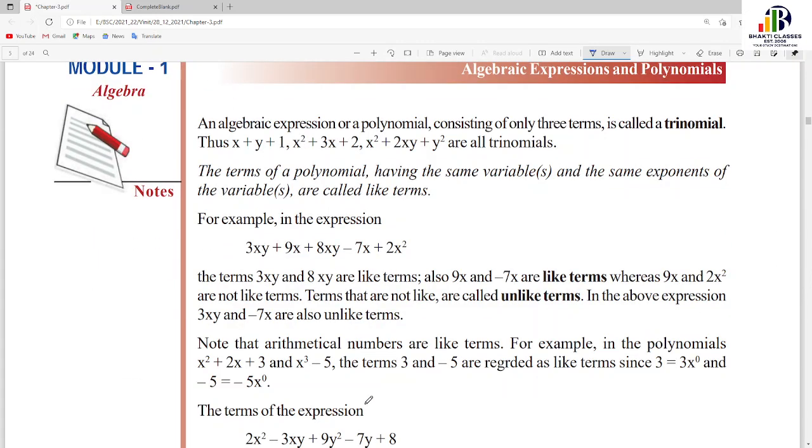Then an algebraic expression or polynomial consisting of only three terms is called a trinomial. That is, x plus y plus 1, x square plus 3x plus 2, x square plus 2xy plus y square, all are trinomials.